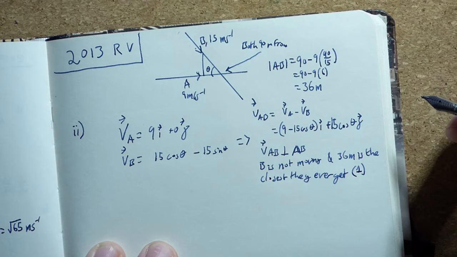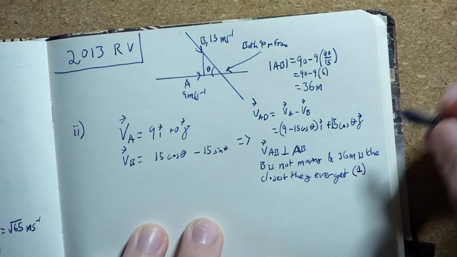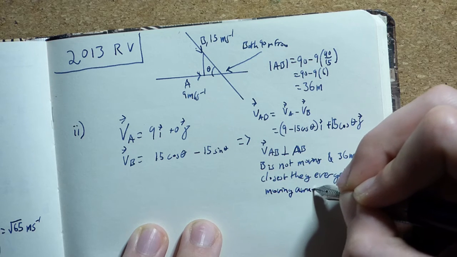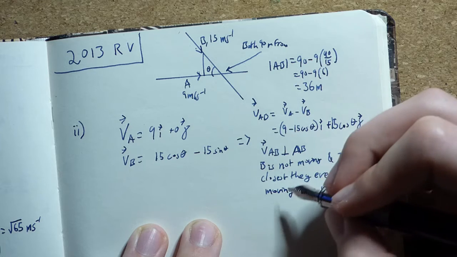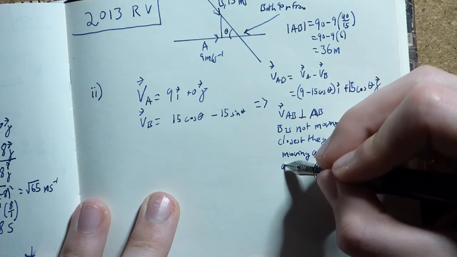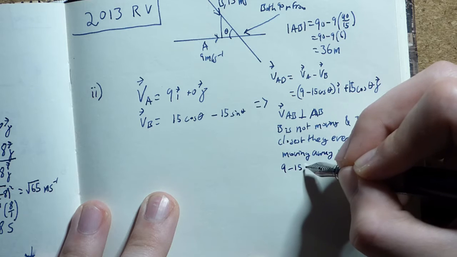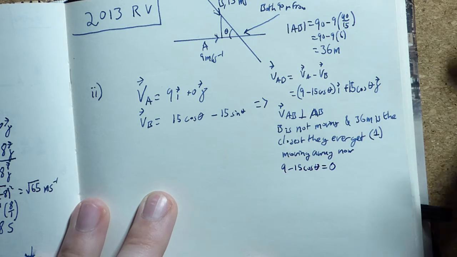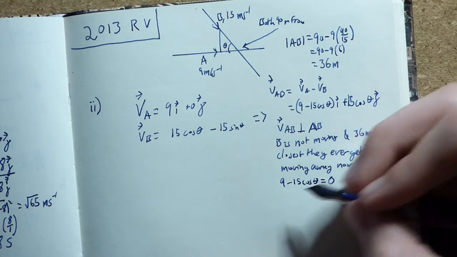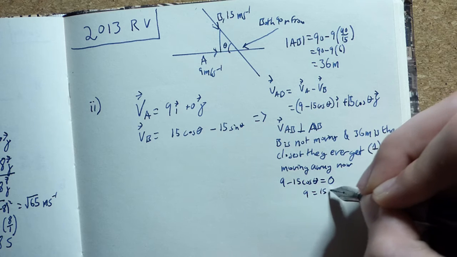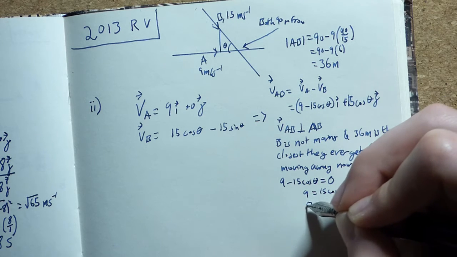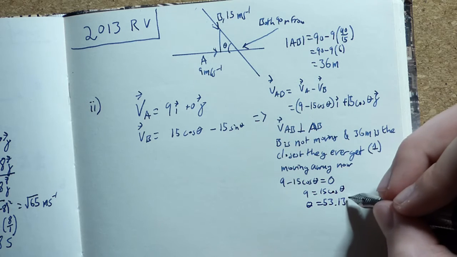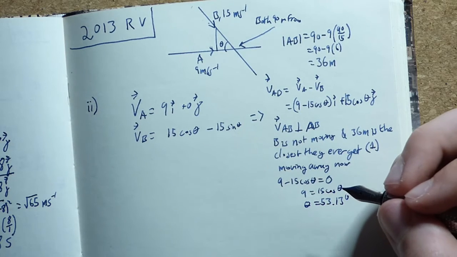So then, because of this, you can write 9 minus 15 cos theta is equal to 0. I'm just saying that they're only moving away now. There's no moving closer. So 9 minus 15 cos theta is equal to 0. And then you can easily enough solve for theta. So you're going to say 9 is equal to 15 cos theta, and then get the cos inverse of 9 over 15, or 3 over 5, and you get 53.13 degrees.